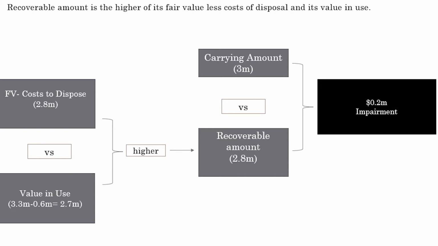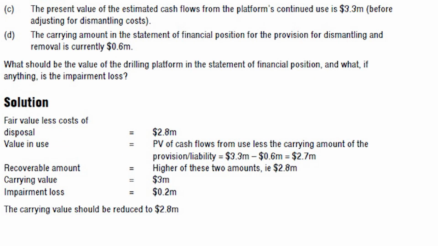Now compare this to your carrying value and you can clearly see that its recoverable amount is less than its carrying value, which means that the asset stated in your books is overvalued. Now you have to bring it down to recoverable amount. So your impairment will be carrying amount less recoverable amount, which is 3 million minus 2.8 million, which is 0.2 million, your impairment loss. Now the asset will be written in your books as 2.8 million, and this is the amount which will be shown on your statement of financial position from this day forward.